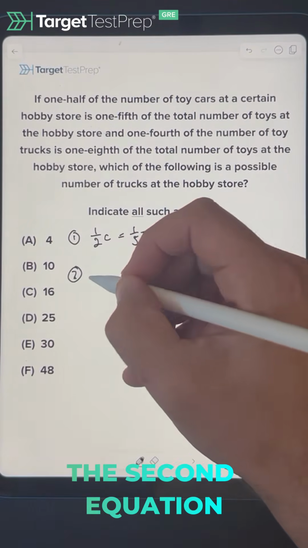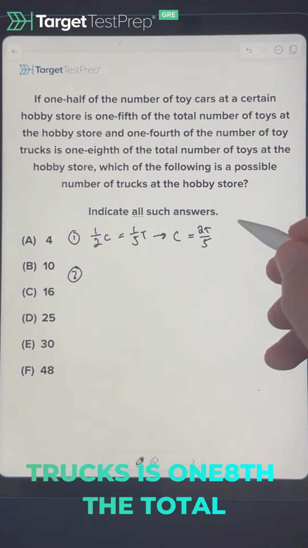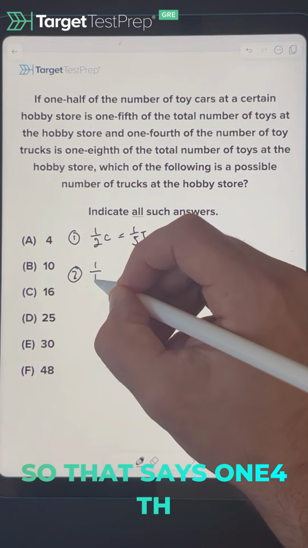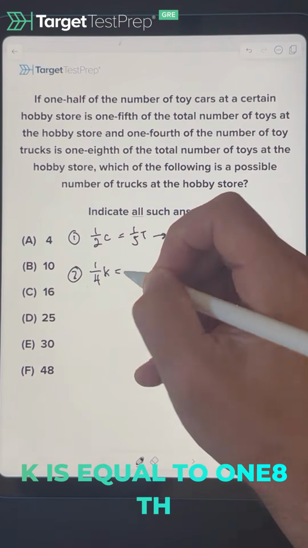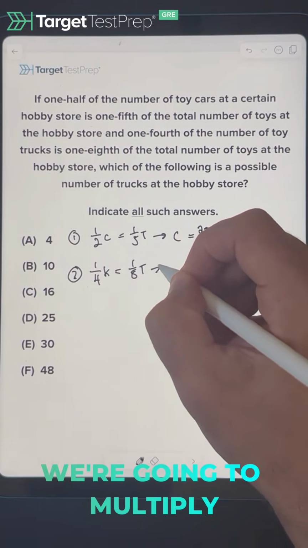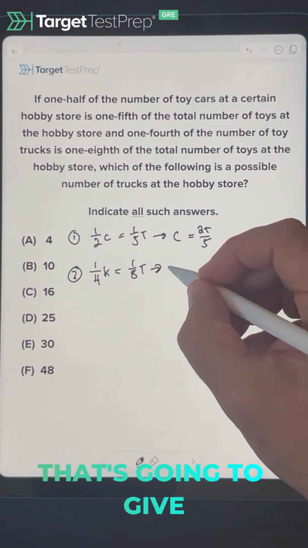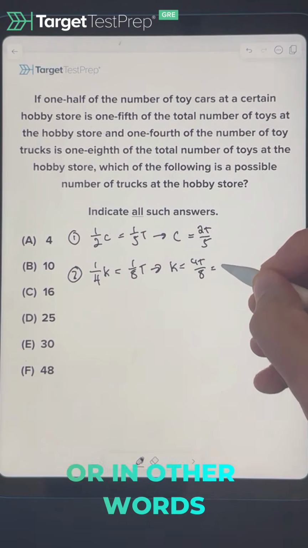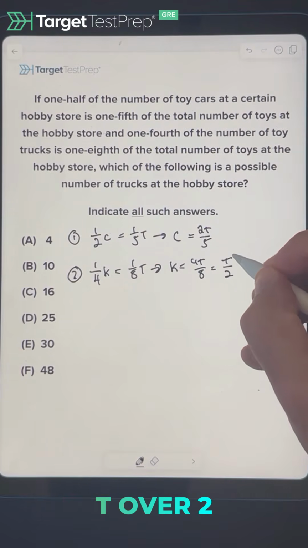The second equation, 1/4 the number of trucks is 1/8 the total. We'll make the number of trucks K. So that says 1/4 K is equal to 1/8 total. We're going to multiply the 4 over. That's going to give us K is equal to 4T over 8, or in other words, K is equal to T over 2.